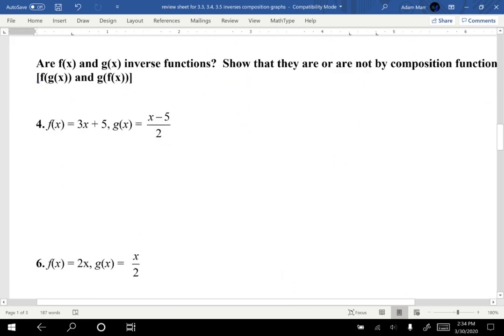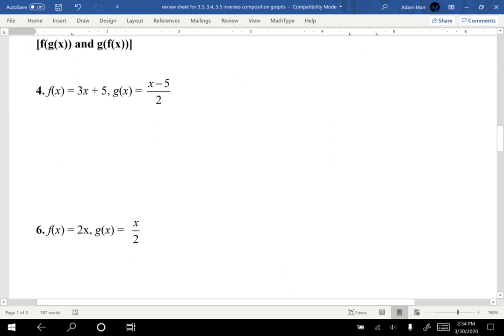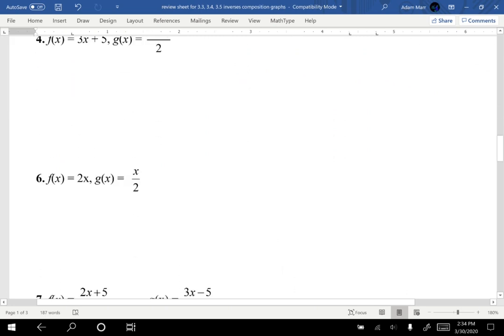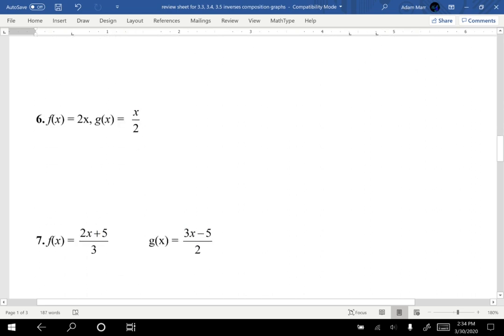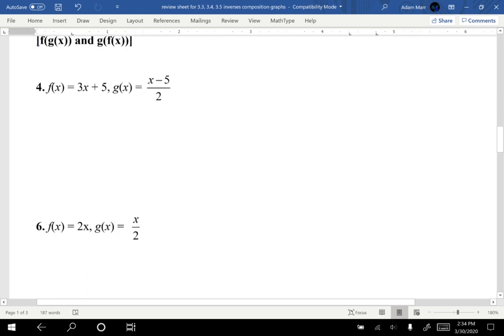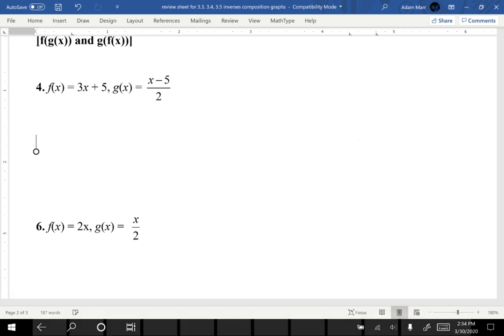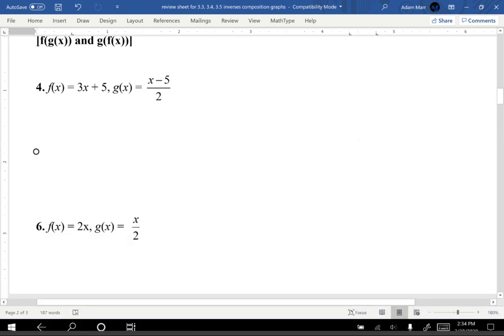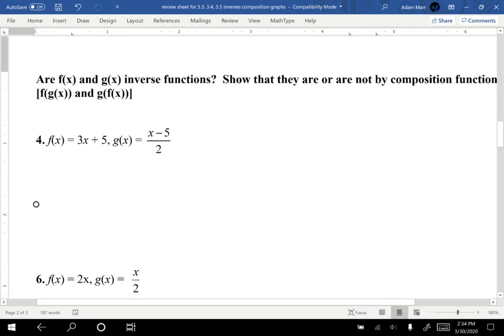Let's see here. For 4, it looks like I forgot a number, sorry about that, but for 4, 6, and 7, let's do number 4 first. It says, are they inverses? Ugh, this thing keeps on happening. Are they inverses? So to prove the functions are inverses.